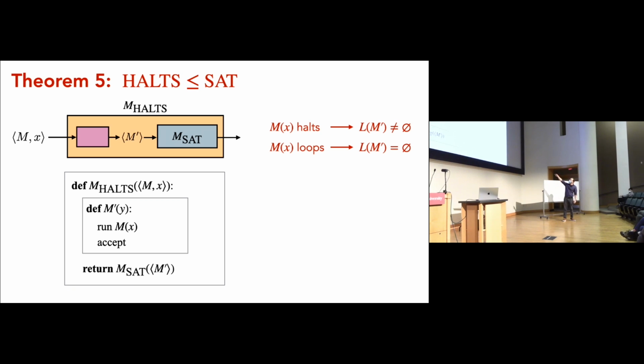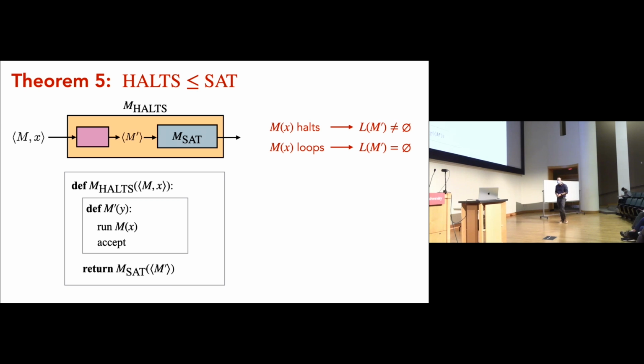If M of x halts, what's happening? Well, I run M of x. I completely ignore what the output is. I don't care about what the output of M of x is. If it halts, I go to the next line and I accept. So for any input y, if it's the case that M of x halts, I will accept.